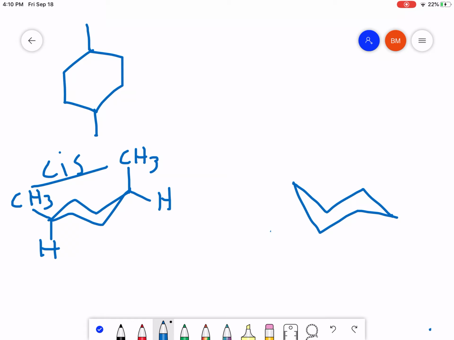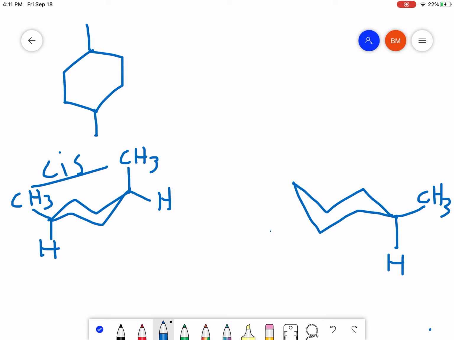So we have a down carbon now. So axial down, equatorial up. The H was pointed down equatorially. Whoops, stray mark. H was pointed down equatorially. Now it's going to be pointed down axially. CH3 was up axial. Now it's up equatorial.